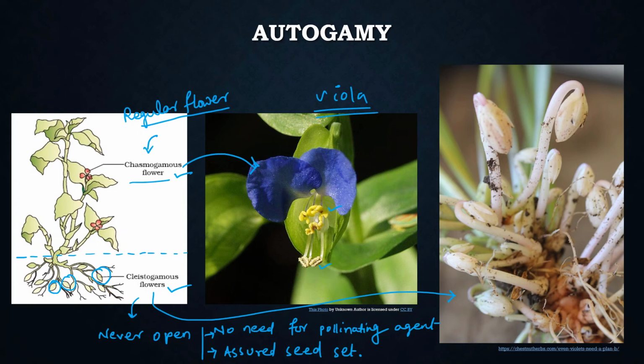There is stigma, there is anther, there is going to be release of pollen grain, the pollen grain is going to fall on the stigma and the entire process is going to go on, but without the flower ever opening. So there is no need of a pollinating agent in the case of a Clistogamous flower. And as you can see, this is an example, again from Viola. This is the Viola plant's Clistogamous flower. As you can see, these flowers are underground, they will never open, but they will give an assured seed set.